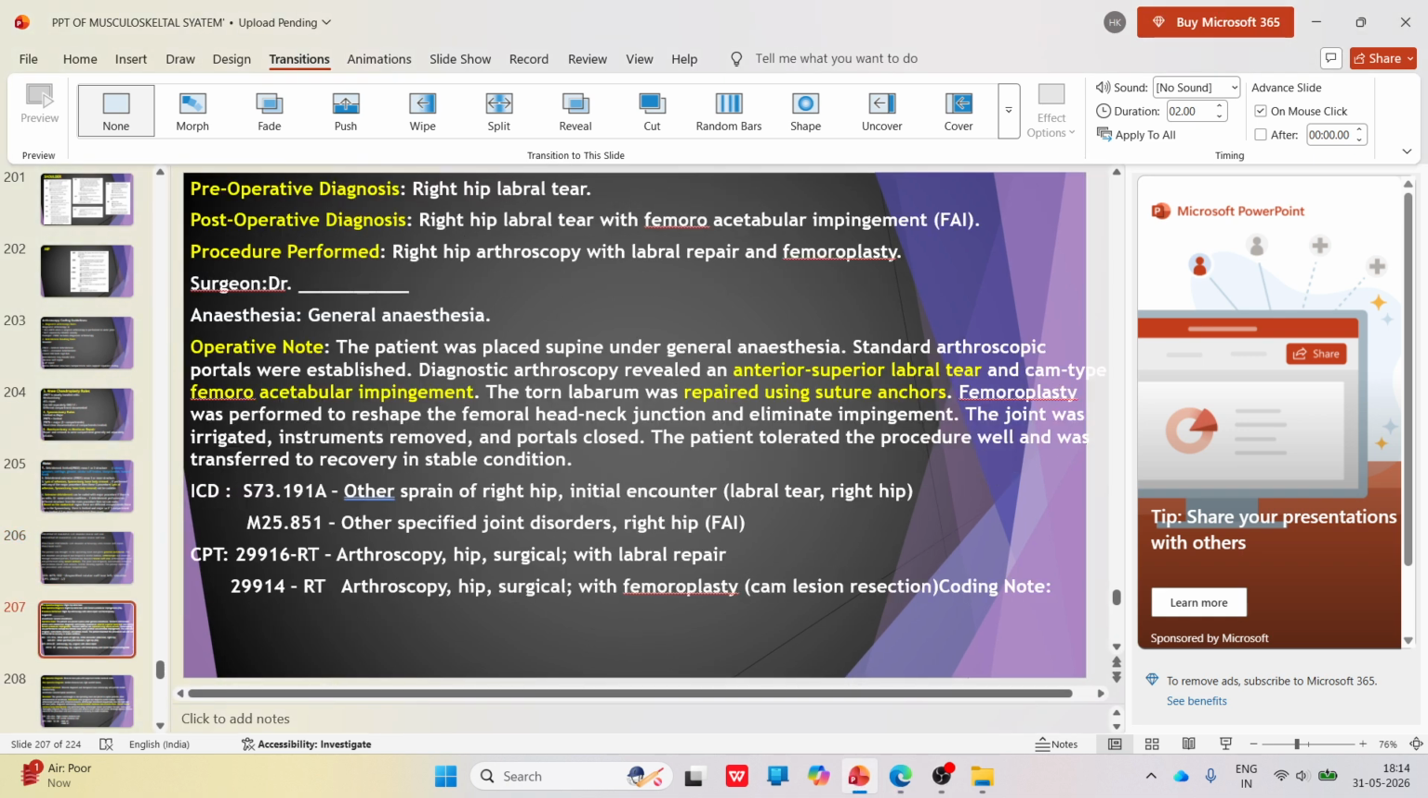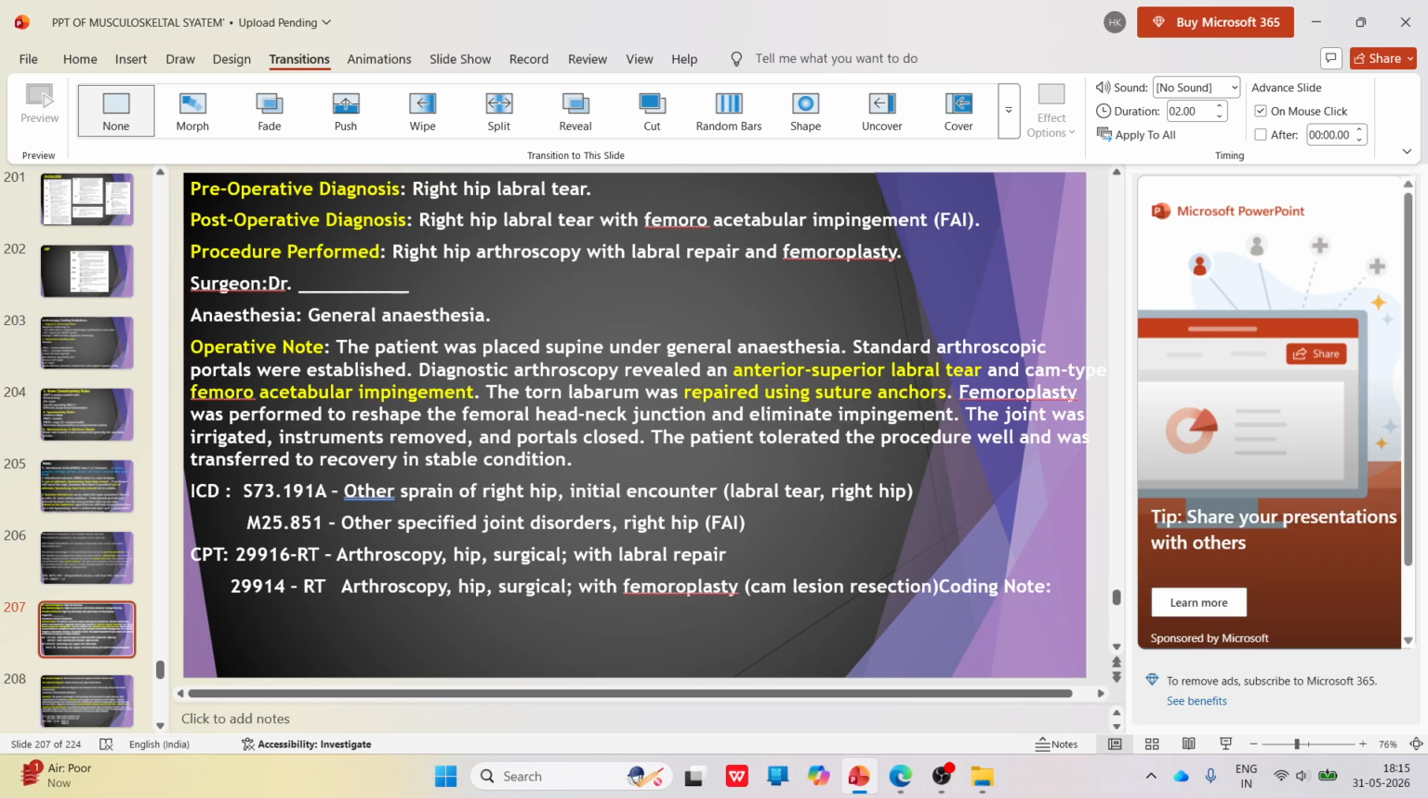Coming to next, that is hip arthroscopy. So here the diagnosis is right hip labral tear, that is right hip labral tear with FAI, femoroacetabular impingement, and the procedure is right hip arthroscopy with labral repair and femoroplasty, and the anesthesia is general anesthesia.